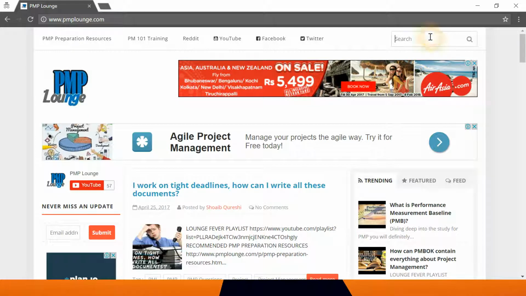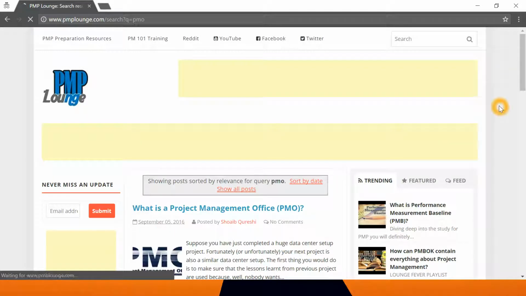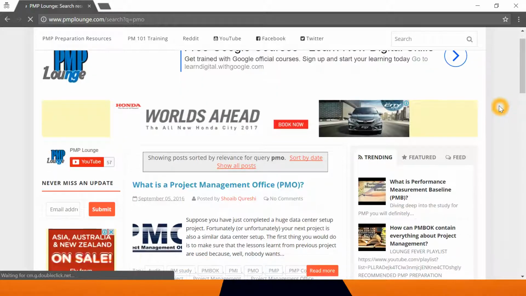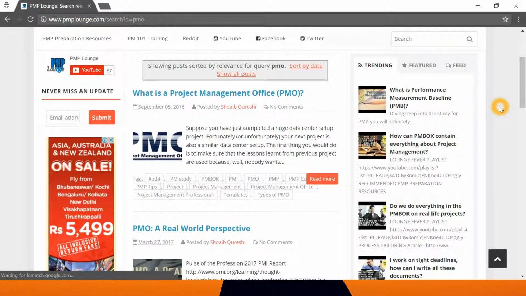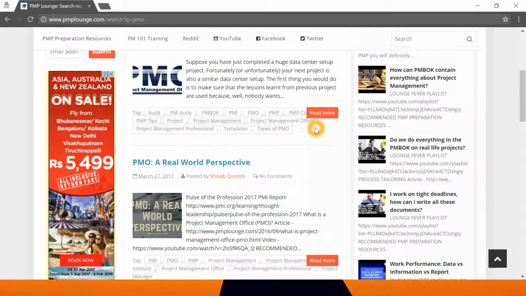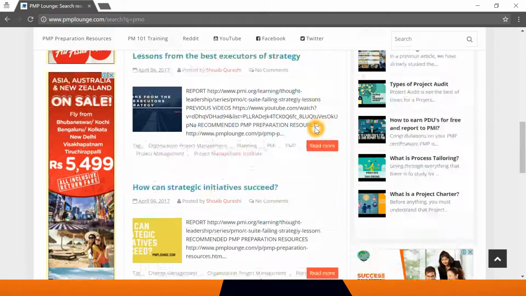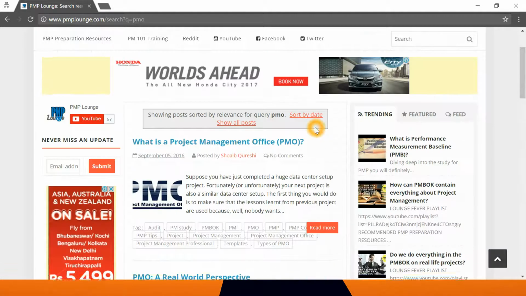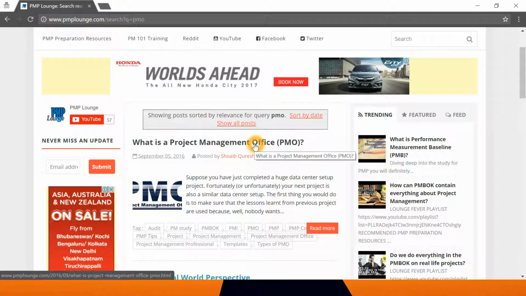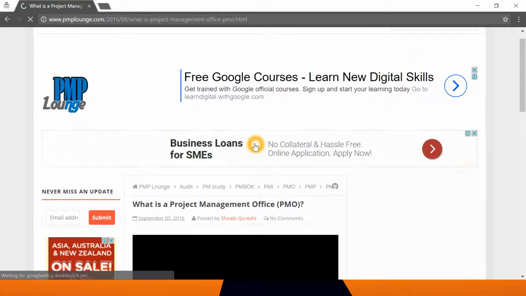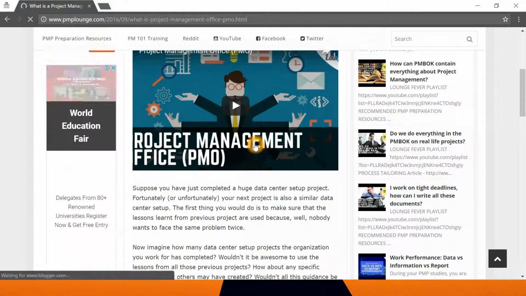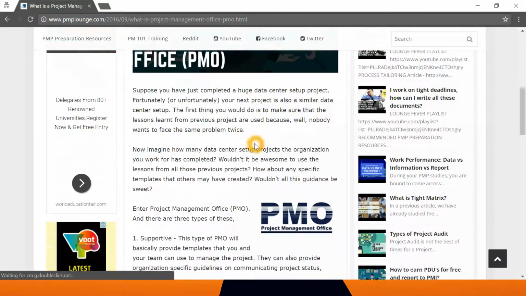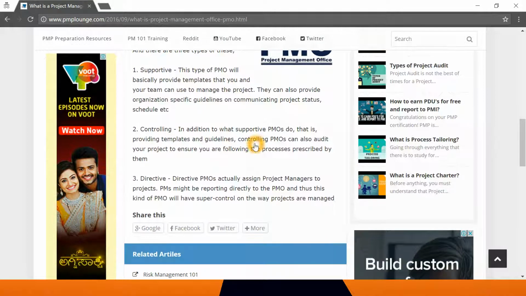But we were talking about PMO. So this is the search box. You can search whatever you want to. Let's search for PMO here. Whichever article or video had PMO in it will show up as results. So this is the one: What is Project Management Office, PMO, a real world perspective, lessons from best executors of strategy. So all of these are the search results when I typed in PMO, and we are looking for the first result itself. What is Project Management Office? So this is the video that we did about PMO, and this is the article. Let's quickly look into the article.